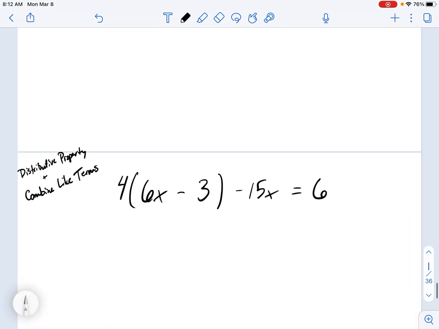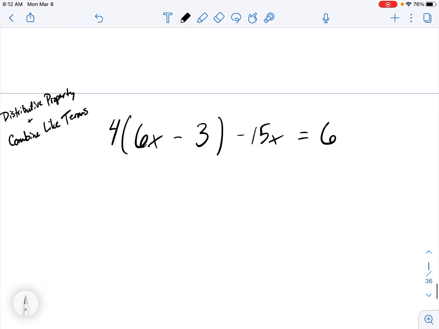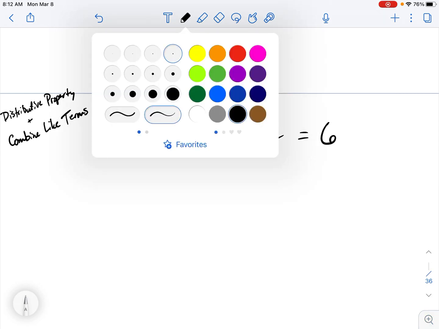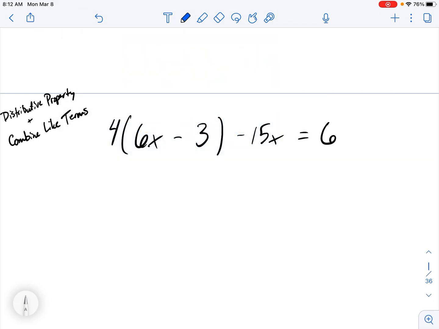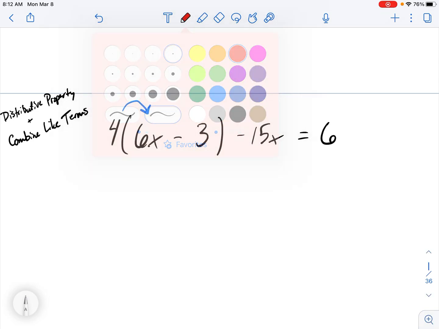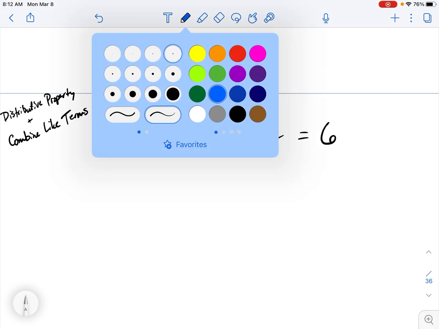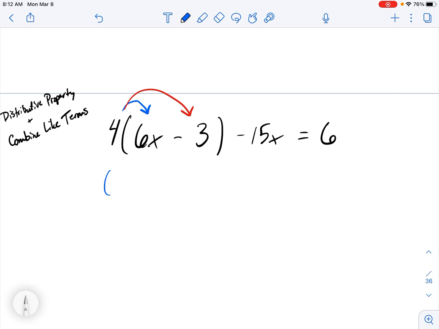Now, there's some where you're going to need to combine like terms and use the distributive property. So let's try this one. And I want to remind you, if you want to pause this video and try to do this on your own first, you can then play the video to check your answer. I highly recommend that. Okay, so first we're going to distribute this 4. So we have 4 times 6x plus 4 times negative 3. Remember, the minus sign stays with this term. This is minus negative 3, okay?